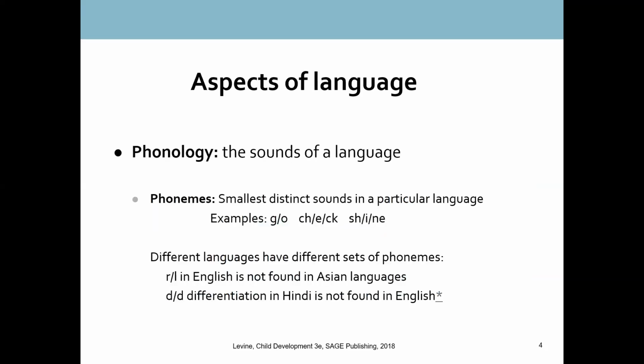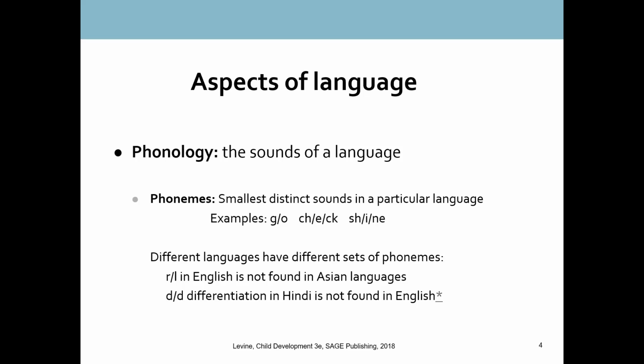So the phonology of a language is the study of the sounds of a language. Phonemes represent the smallest distinct sounds in a particular language. So all the individual, broken down sounds that we use within a language. If you look at the word go, it has 2 phonemes, g and o. Check has 3 phonemes, ch, e, k. Shine has 3, sh, I, n.